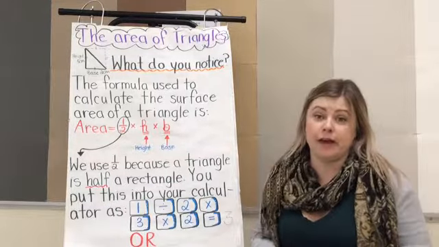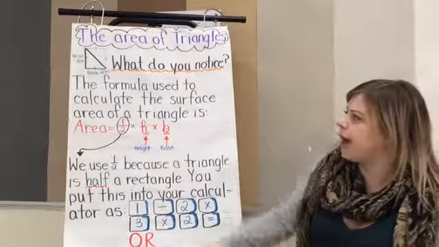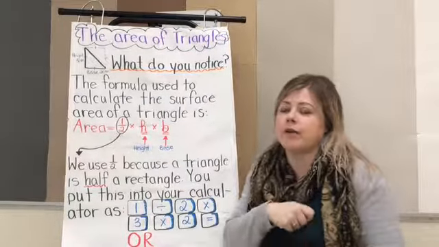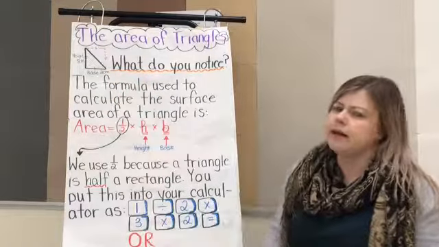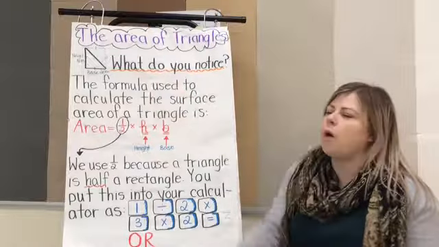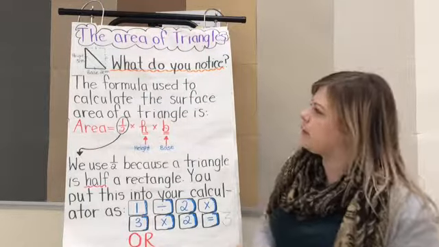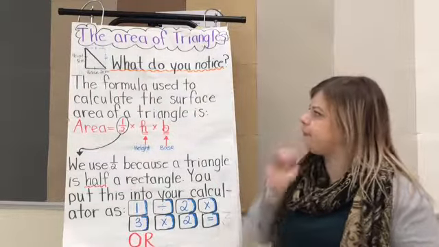Today we are going to be doing a new shape. We're going to be learning about the area of a triangle. Now the first thing I've noted on these notes is we've got this shape here. It's a triangle. It's got some blue lines around it. And it's got this question, what do you notice? Now what do you notice when you look at this triangle now that it has the blue line around it?